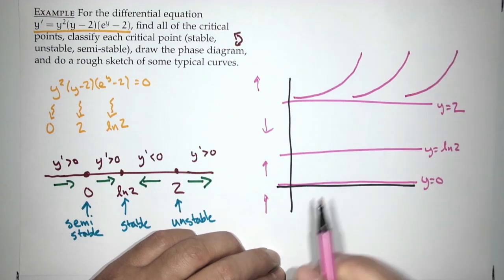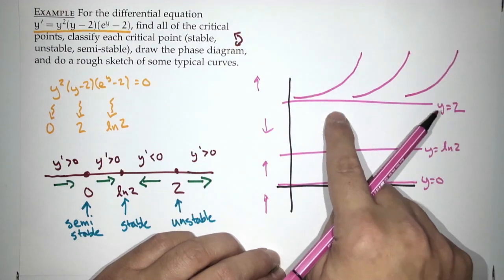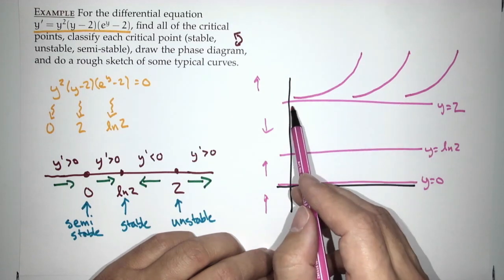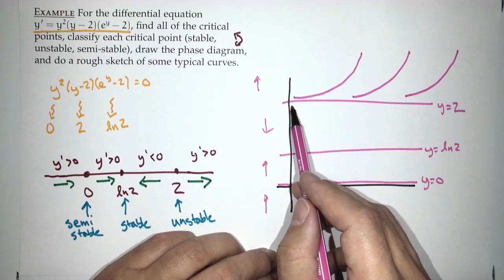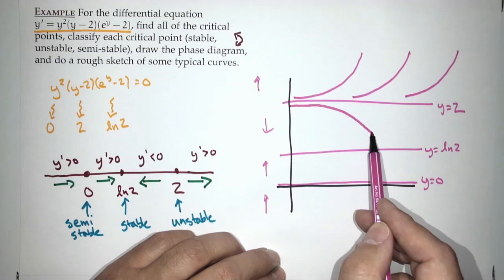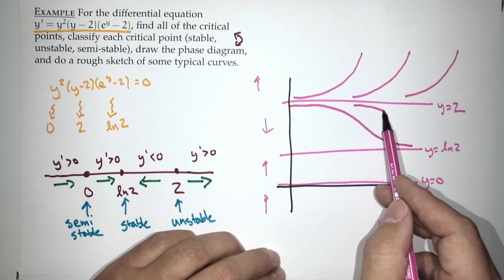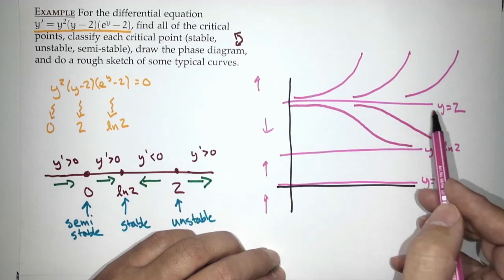And that'll be the diagram. From 2 to log 2, we're going to be going down. So we say, okay, we're going to start at 2 and move towards log 2. Now, we don't cross log 2. We don't even touch log 2. We just move towards log 2. But that's okay.